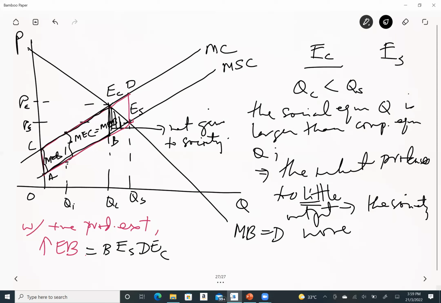Now, when you have a positive consumption externality, the consumption of a good by one person will give benefit to another person or another party. All right. So you have the positive consumption externality.